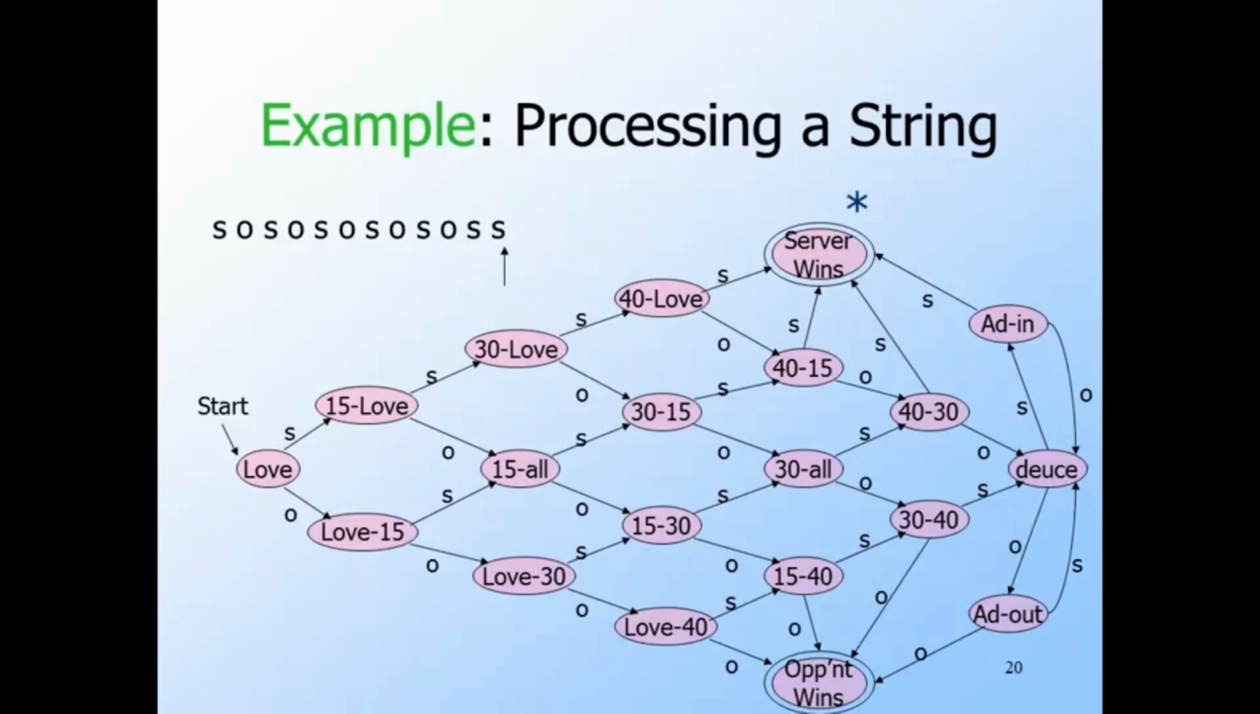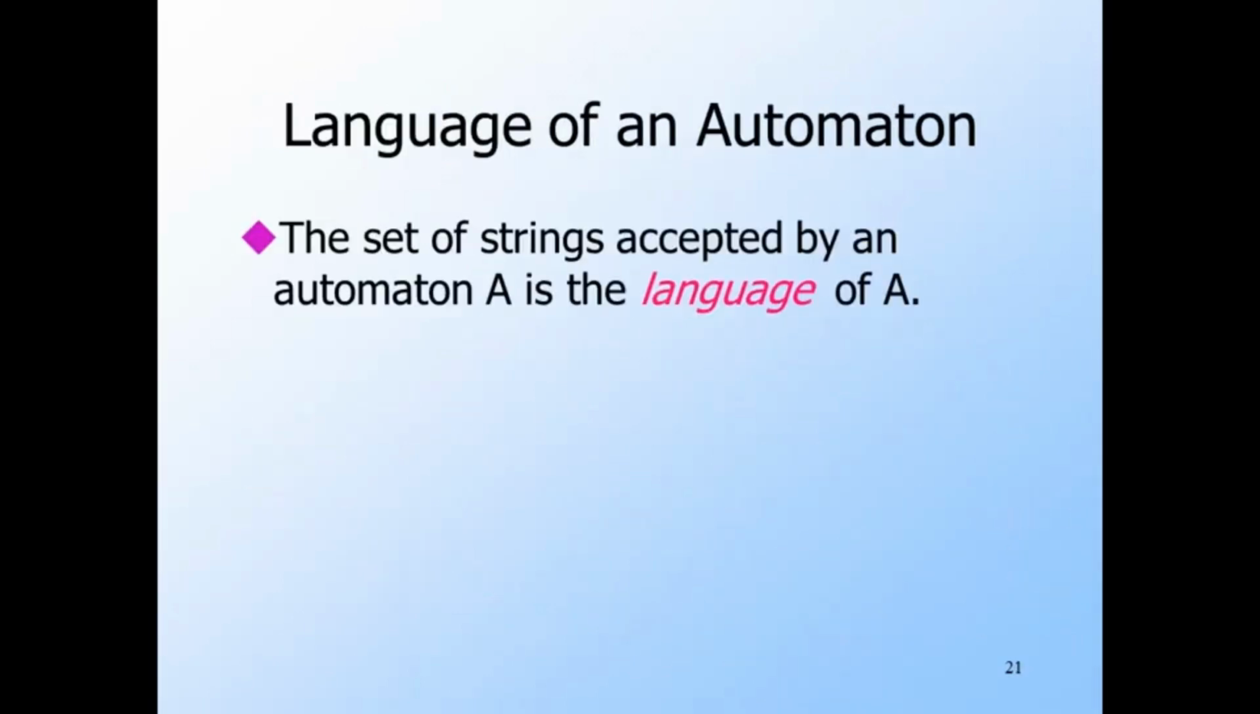Good going, server. Now let's get a bit more formal. The job of a finite automaton is to process strings of inputs and accept or reject them. It accepts the string if it leads from the start state to a final state. Accepting state is a synonym for final state. A language is simply a set of strings in the formalism used for automata. The language accepted by an automaton A is denoted L of A.